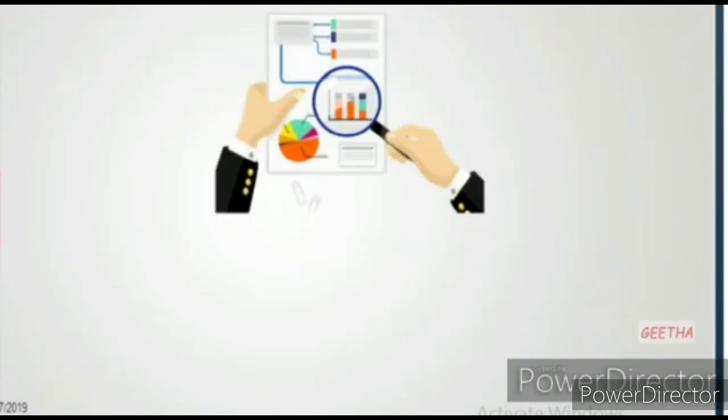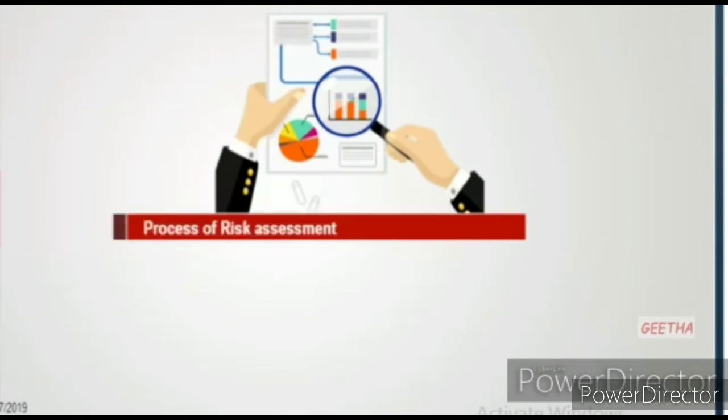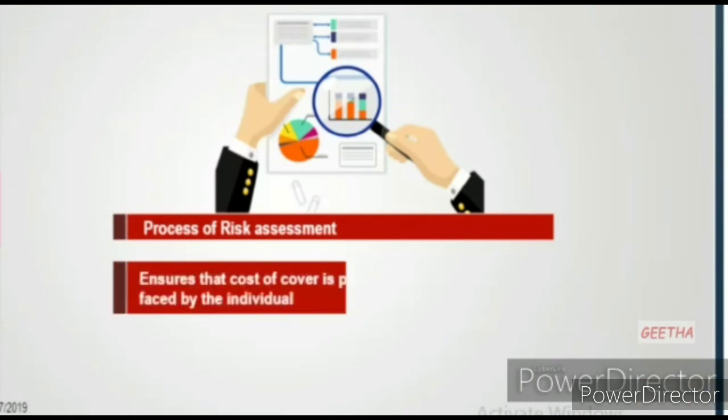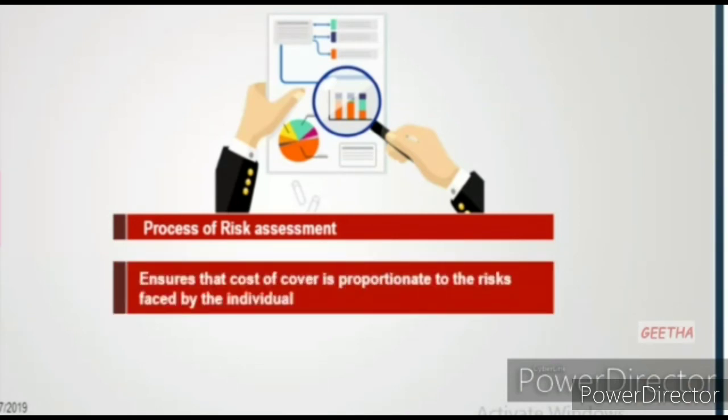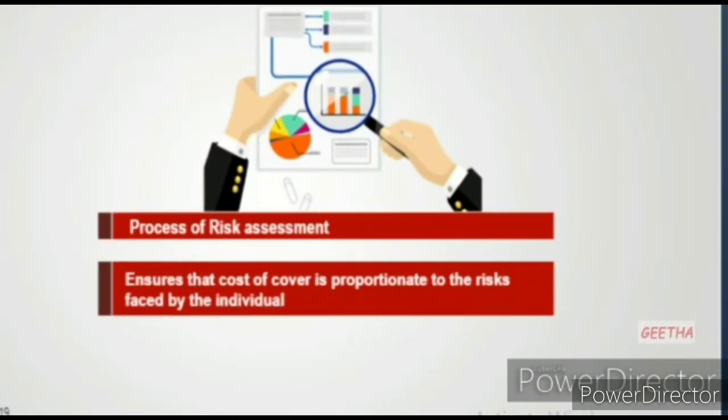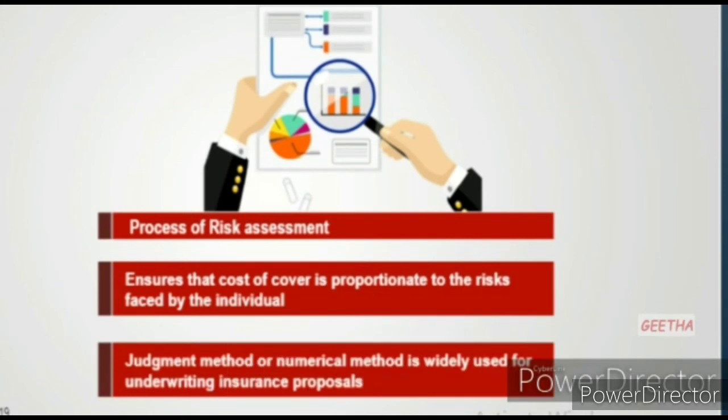Now let's talk about a very important process in insurance business. We are referring to underwriting. Underwriting is the process of risk assessment. The objective of underwriting is to ensure that cost of cover is proportionate to the risks faced by the individual. Judgment method or numerical method is widely used for underwriting insurance proposals.